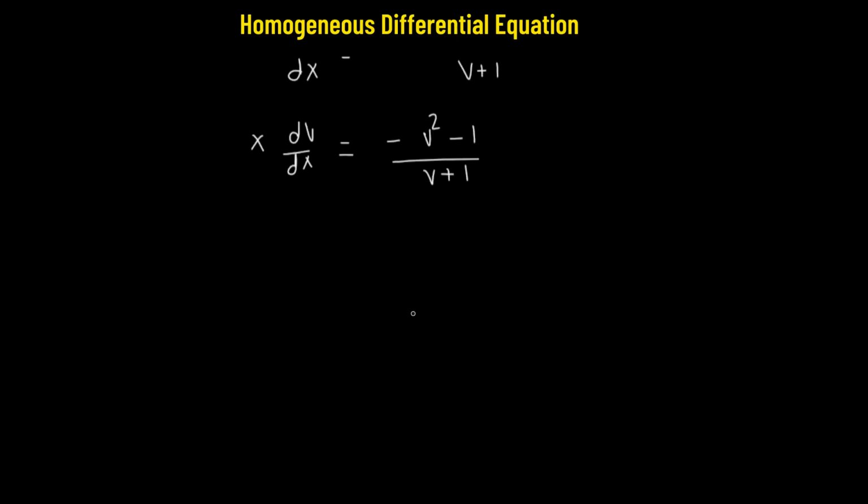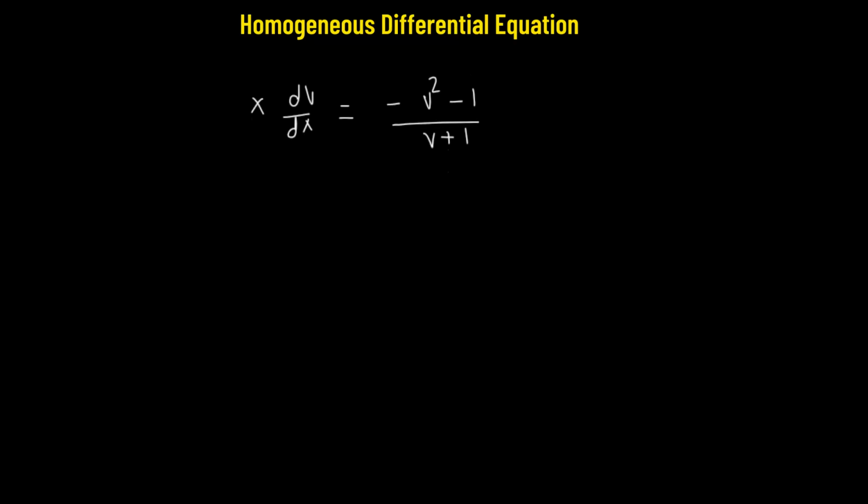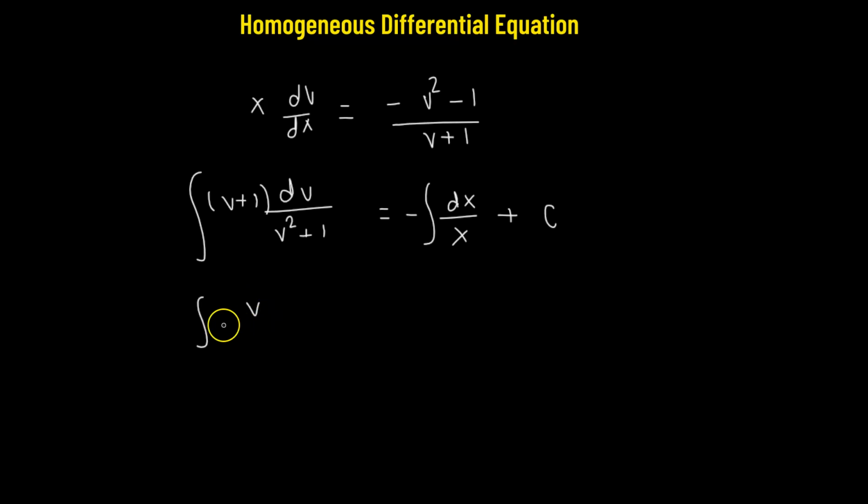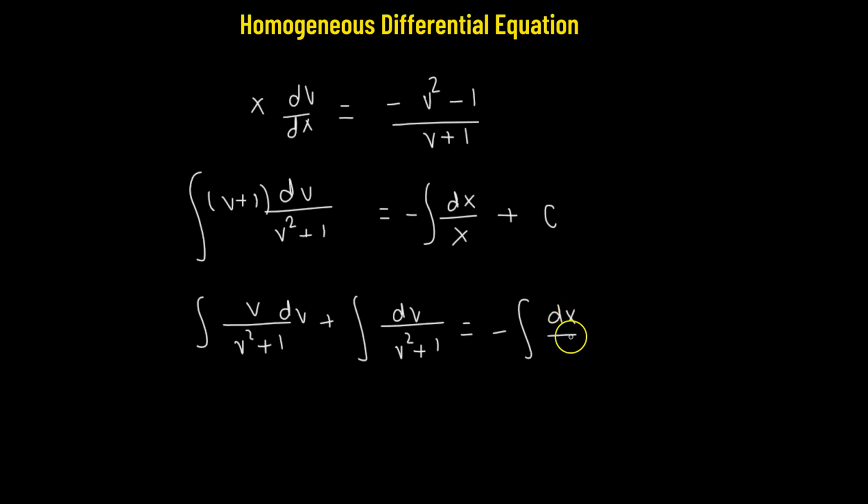Now this can be converted to a separable form. So we will get dv over, in the numerator we have v plus 1, over v squared plus 1, and that equals negative dx over x. So we can integrate both sides plus some constant of integration c. Now this can be written as integral of v over v squared plus 1 dv plus integral of dv over v squared plus 1 equals negative integral of dx over x plus the constant of integration c.